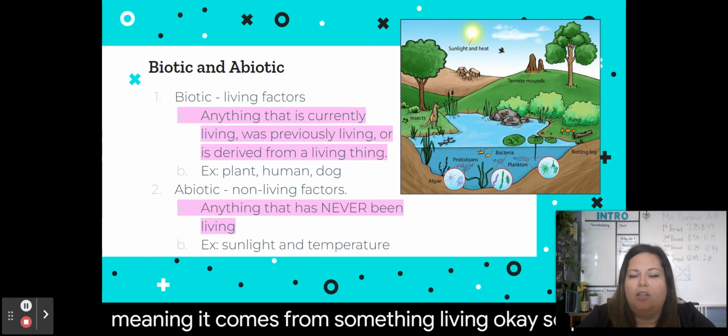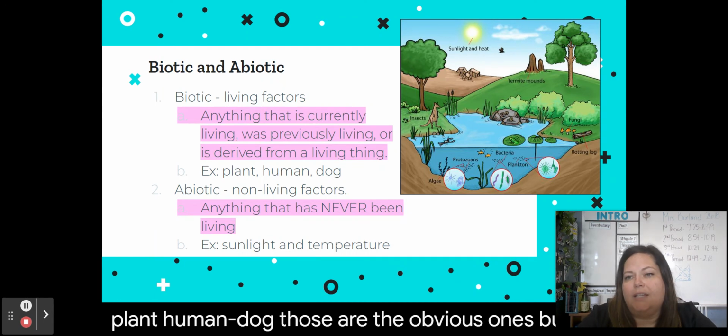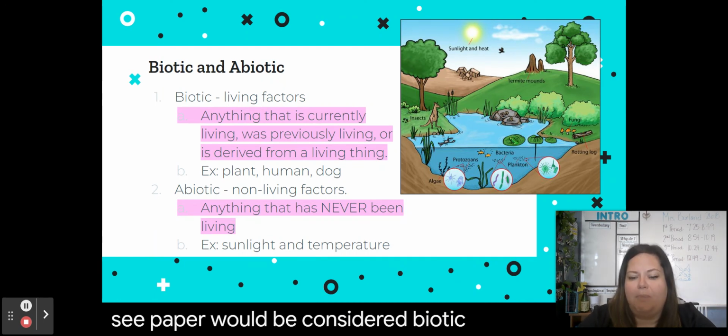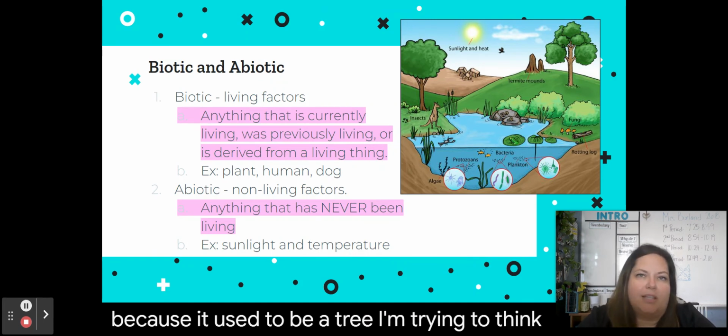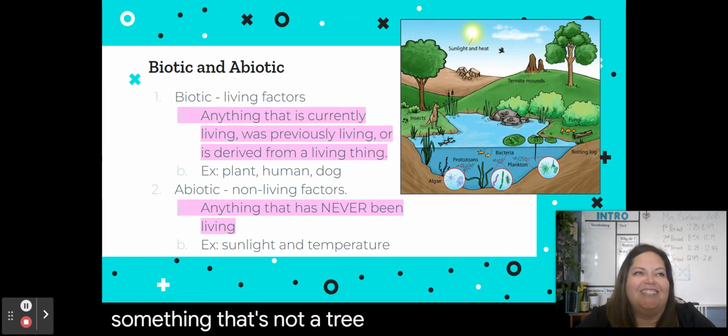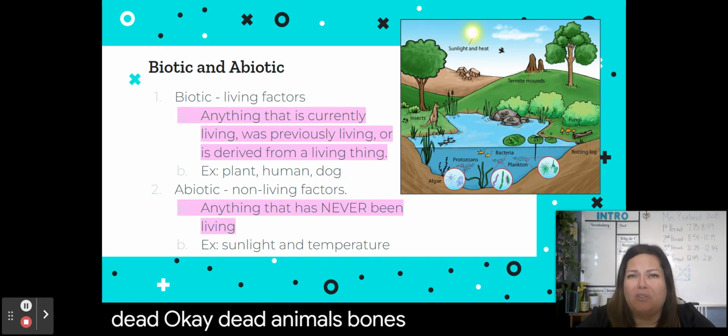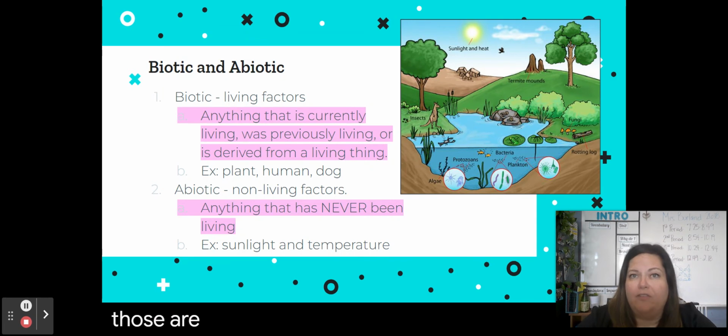So plant, human, dog, those are the obvious ones. But paper would be considered biotic because paper used to be a tree. A wooden 2x4 would be biotic because it used to be a tree. I'm trying to think of something that's not a tree. Anything that's dead, okay? Dead animals, bones, shells, seashells. Those are derived from something living. That organism had to make that shell. It didn't just magically appear, okay?